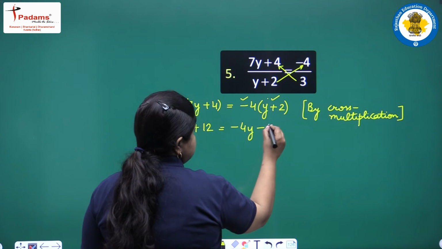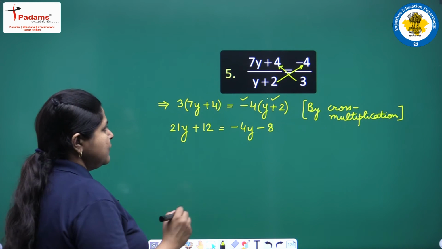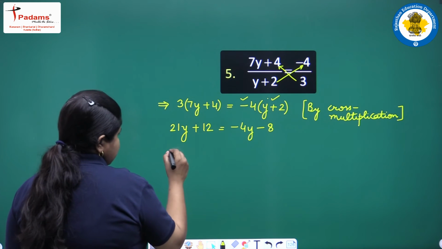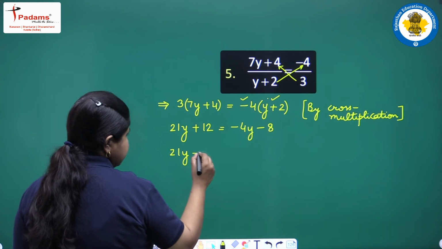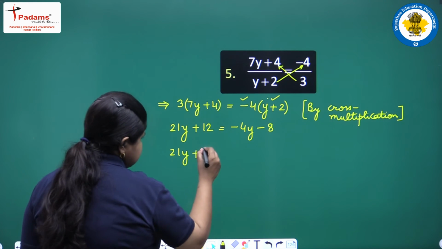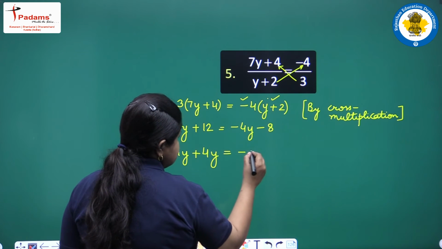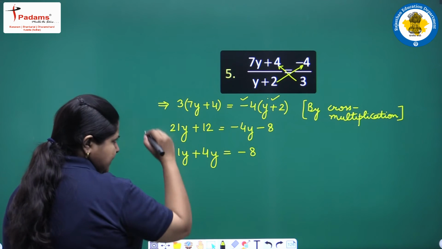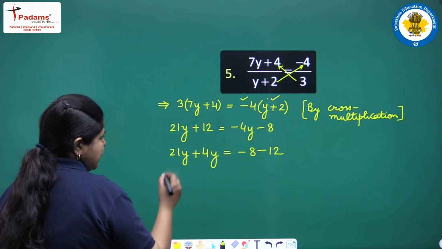4 2s are 8. Minus plus is minus, so minus will come. 4 2s are 8. 21y is in LHS. Bring this 4y also. We will keep the terms with the variable on one side. It will become plus 4y. Minus 8 is already in the RHS. Bring this 12. Again it will become minus 12.